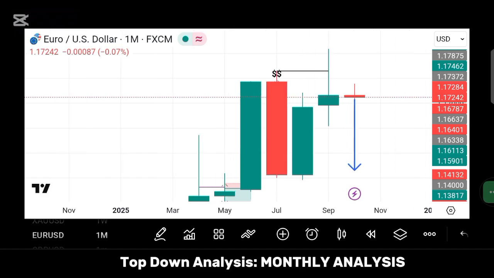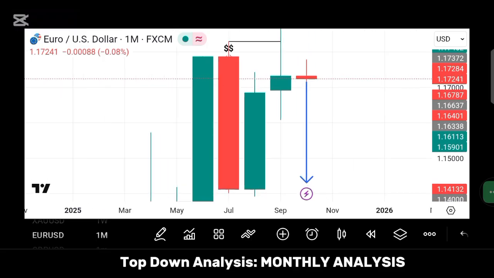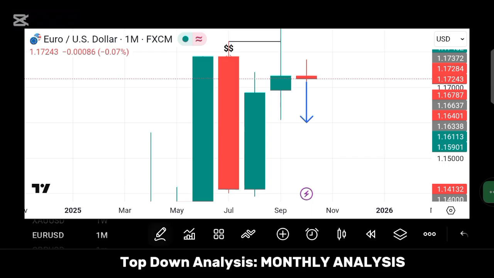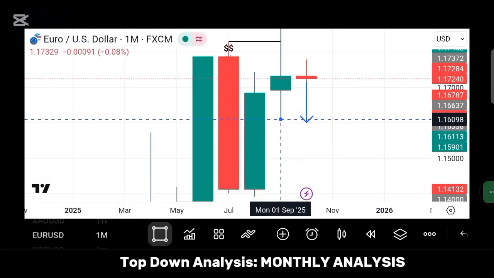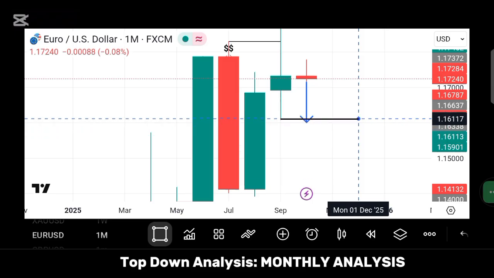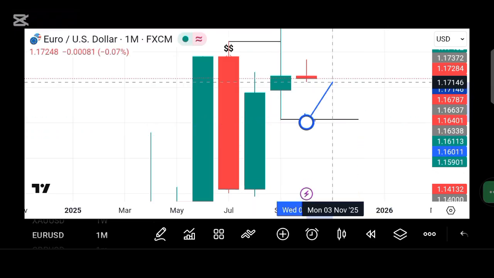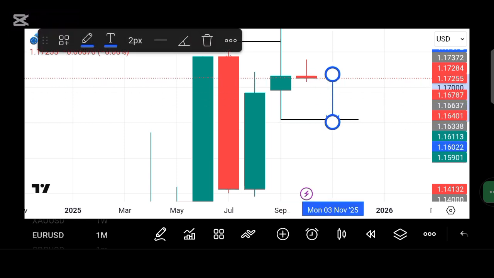Knowing this, what I'll be looking for in the market is more like a sell. And where is my monthly target for October? At most the low of September. That's where the next liquidity should be. So my monthly target is going to be this low. This is where I'll be looking for entries. From this level down to this level, I'll be looking for entries to sell this market.